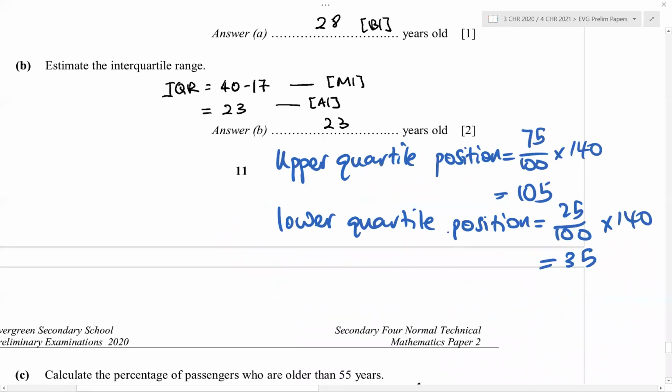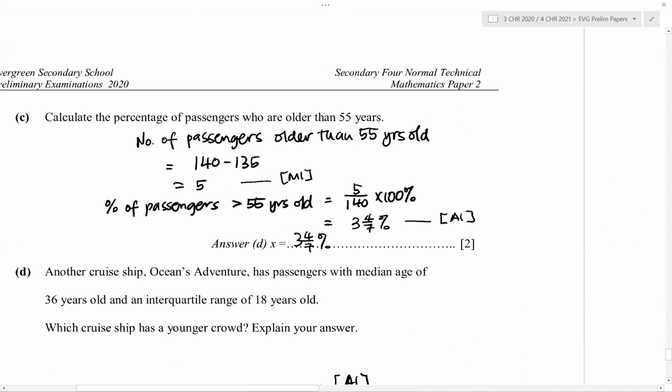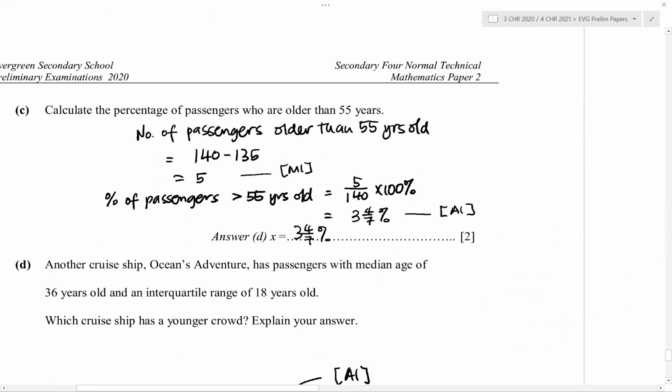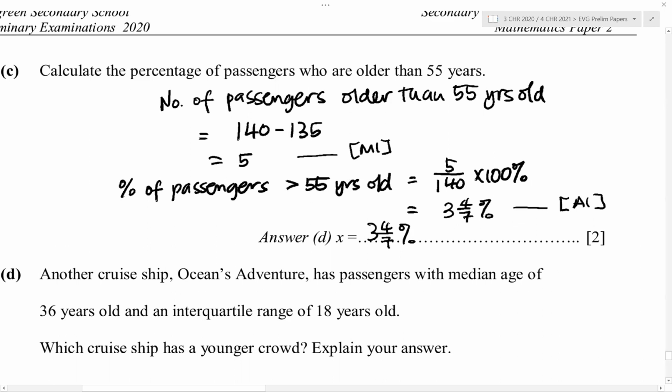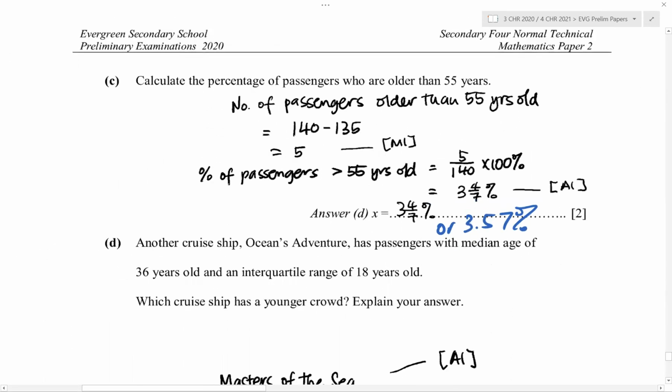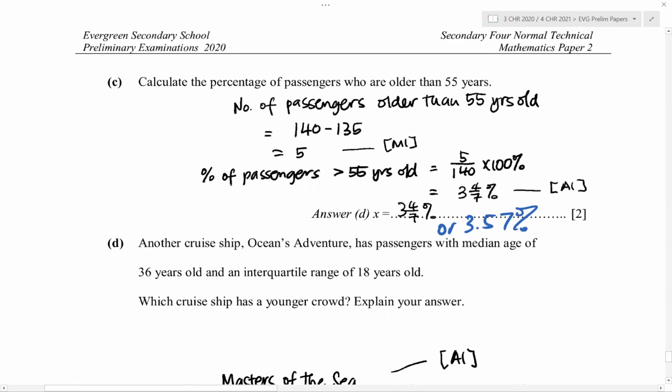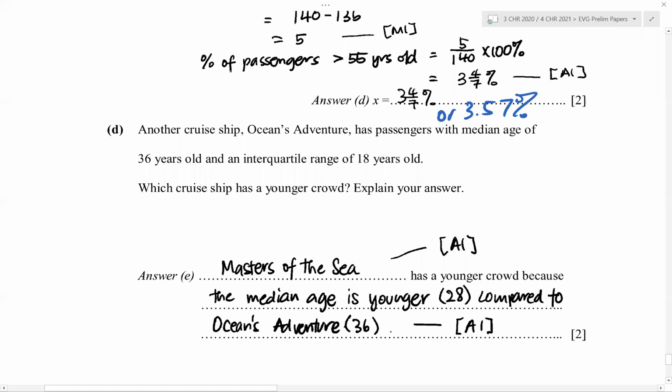Okay, last one. Part C and D. 3.57. Can. 3.57 can. And the last part.